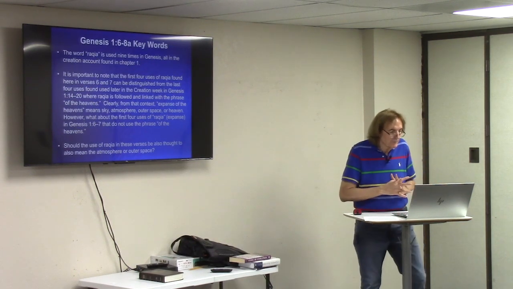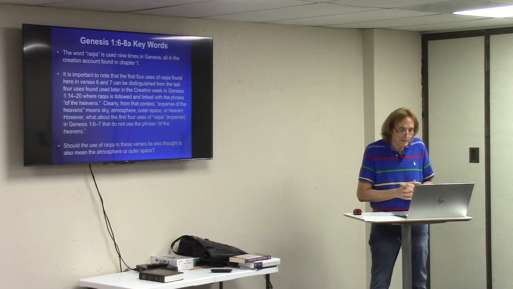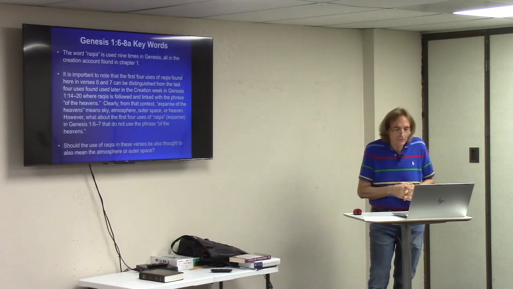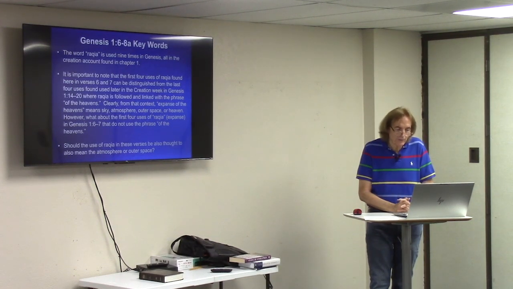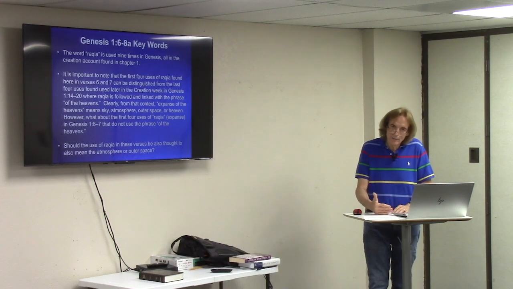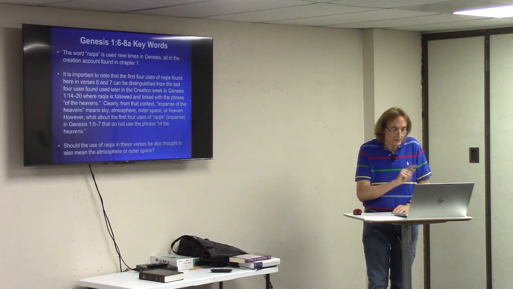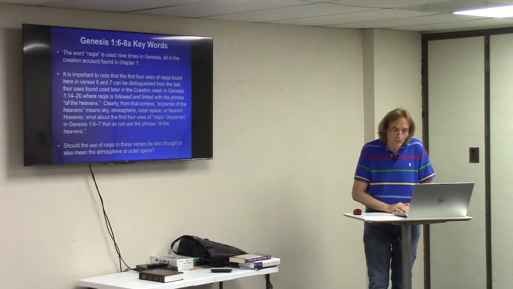So here in chapter 1, again, we want to look at this a little deeper to make sure we understand what this means. It's also important to note that the first 4 uses of rakia found here in verses 6 and 7 can be distinguished from the last 4 uses found later in the creation week, in Genesis 1:14 through 20. So there are 9 times that rakia is used here. There are 5 times it's used in the Genesis 1:6 through 8 passage, and it's used 4 more times later.